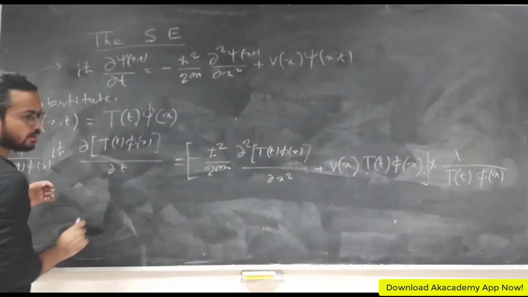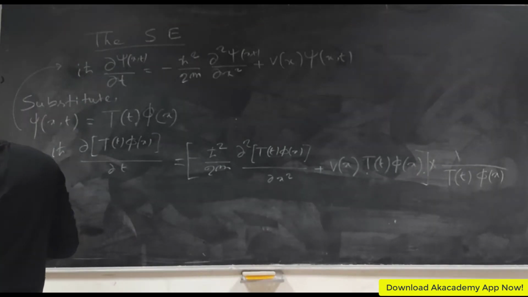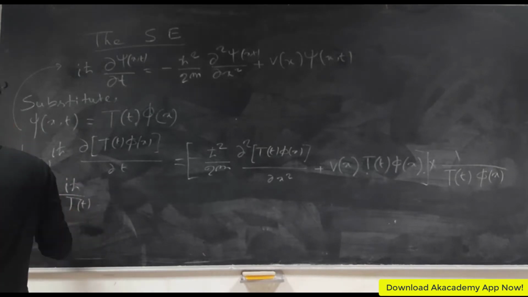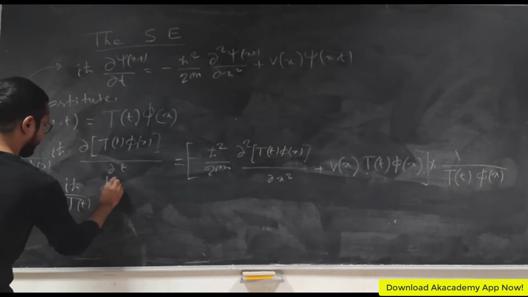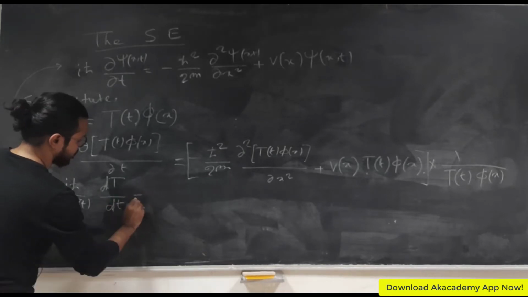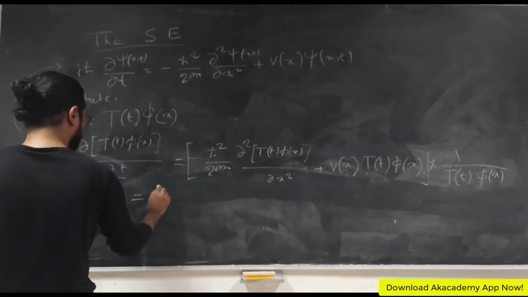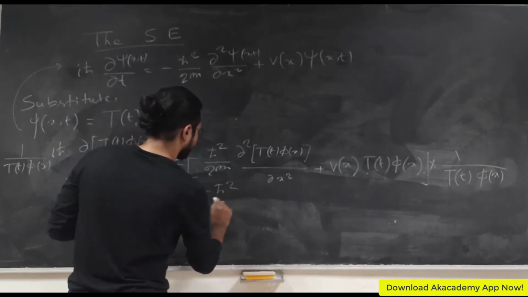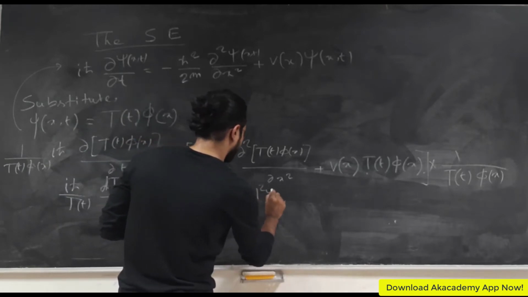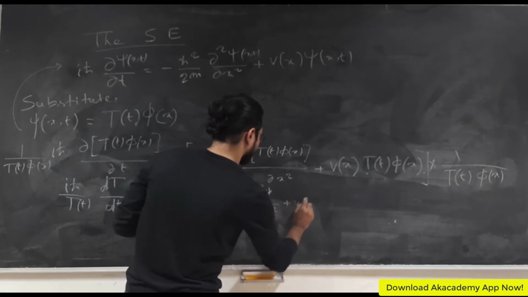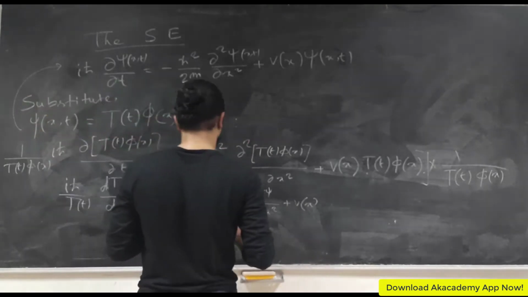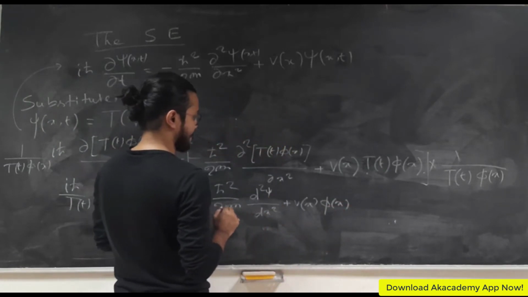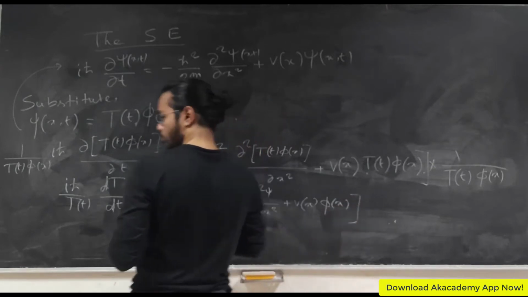If we calculate this, the result will be divided in two parts: i h bar over T dT over dt equals 1 by phi of x times minus h bar squared over 2m d2 phi over dx2 plus V of x phi of x.